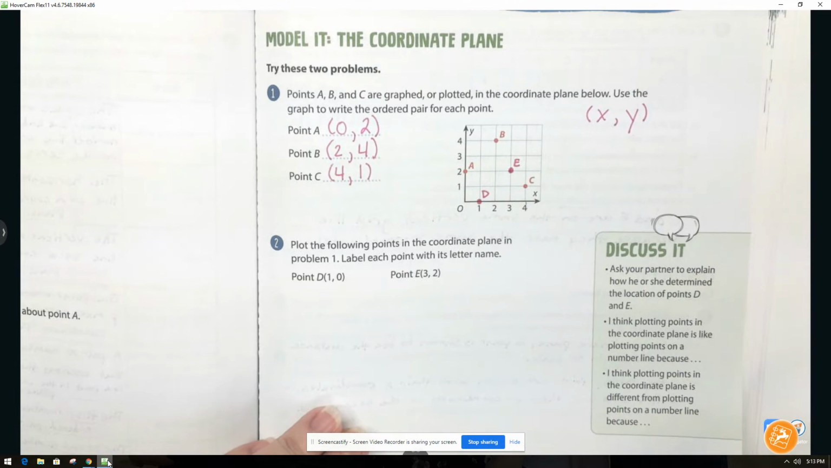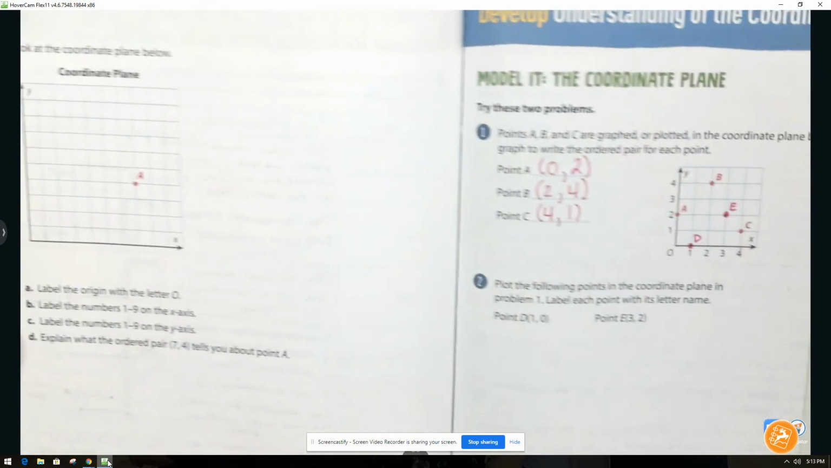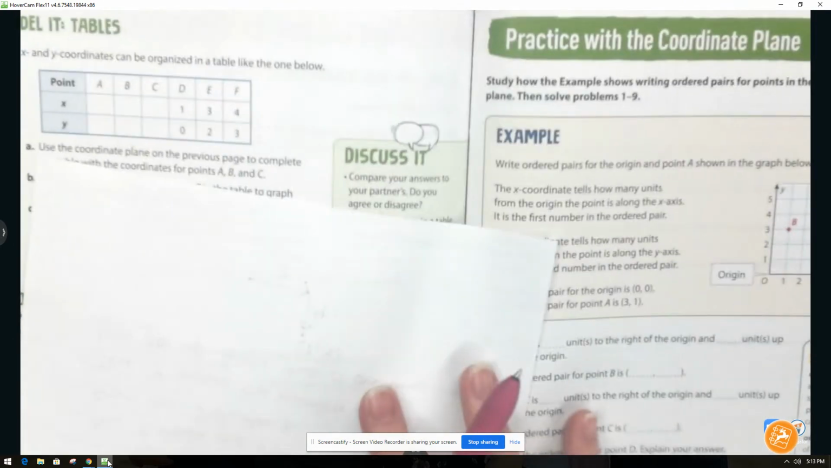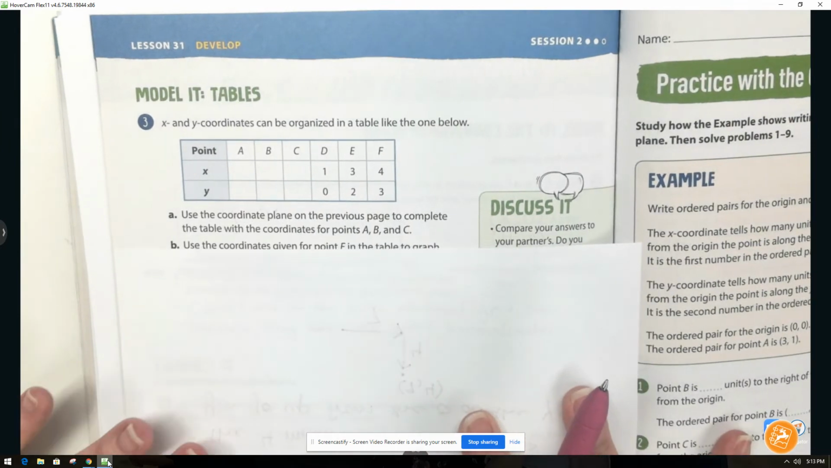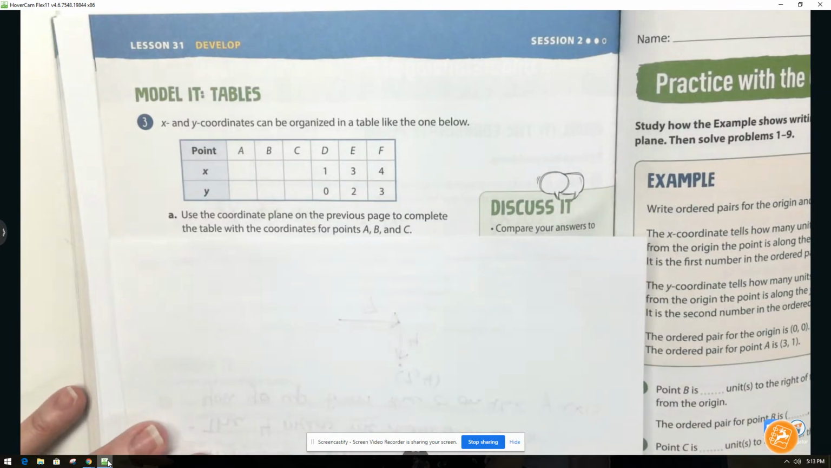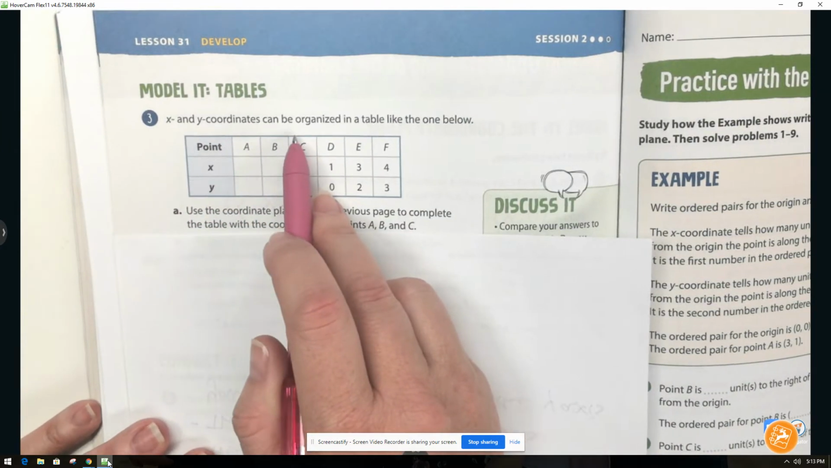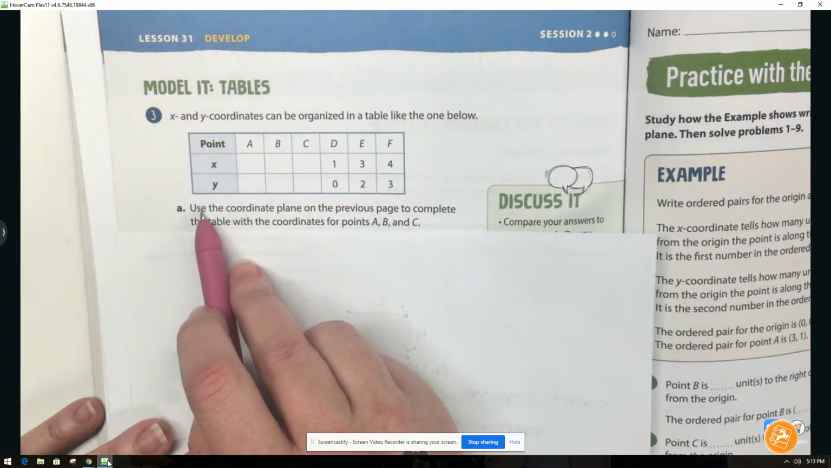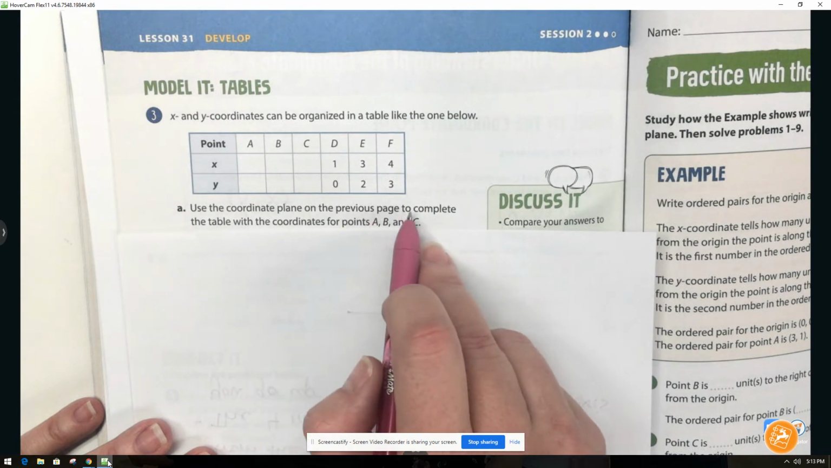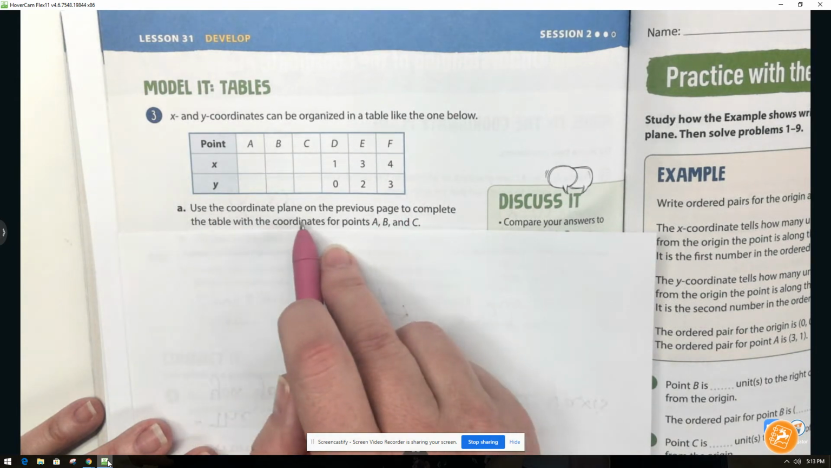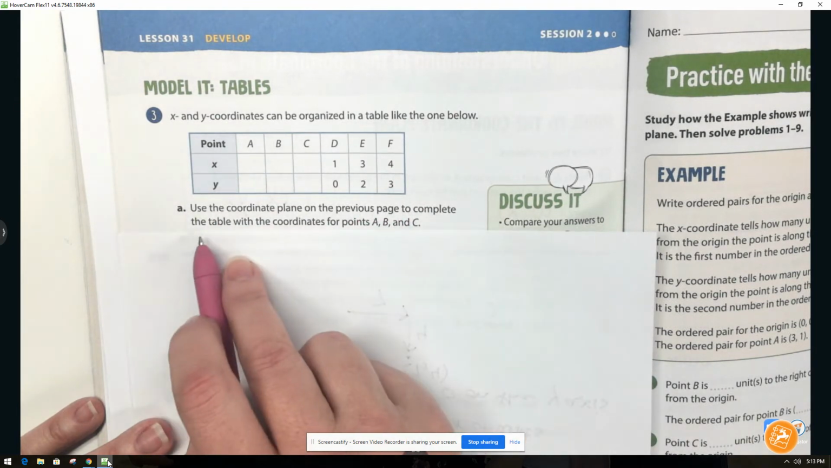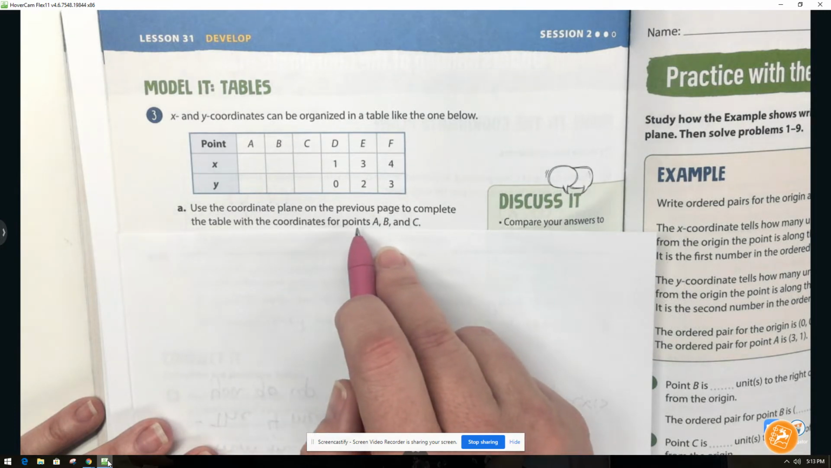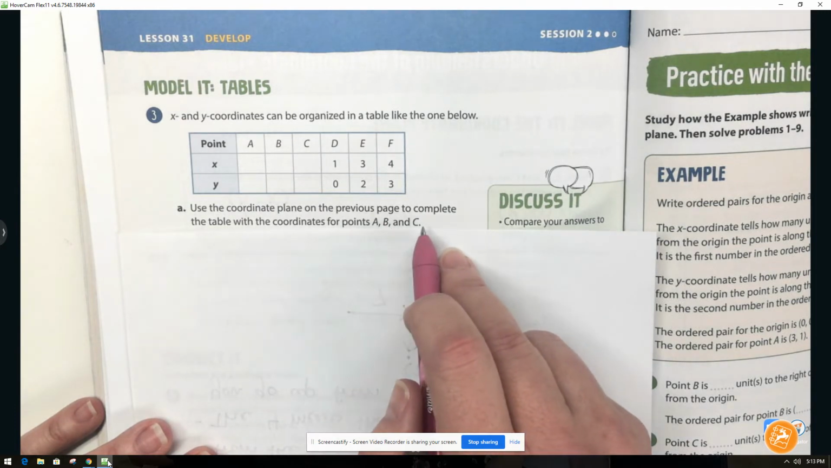We're going to go ahead and move to page 652. All right, so the x and y coordinates can also be organized in a table like the one below. Use the coordinate plane on the previous page to complete the table with the coordinate points for A, B, and C.